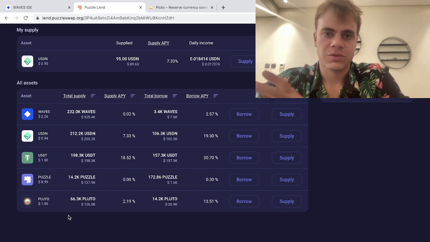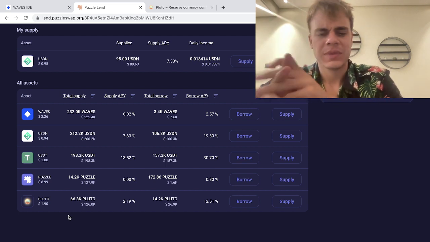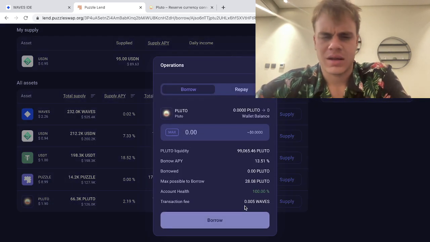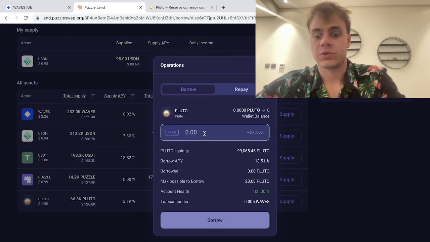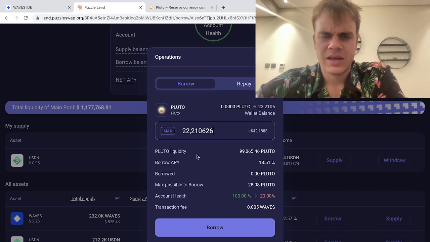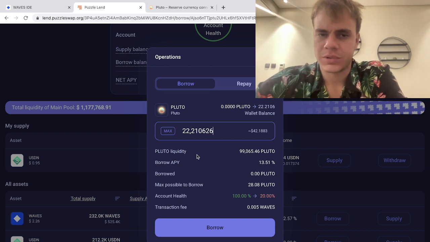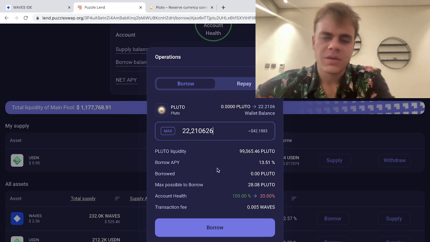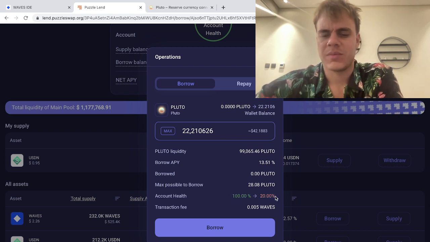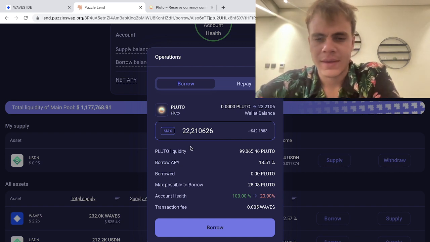In this video, I will not show how to do it for Pluto, but I will show how you can borrow. It's very simple. You just press the borrow button and enter the amount of Pluto you want to borrow. If you press the max button, the interface will calculate for you the safe amount of Pluto you can borrow. What does safe mean? You can take a look at the account health value. The bigger the account health, the safer your position is.